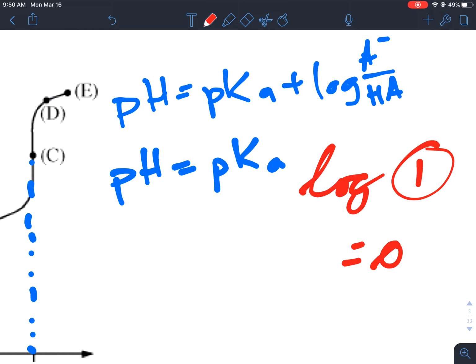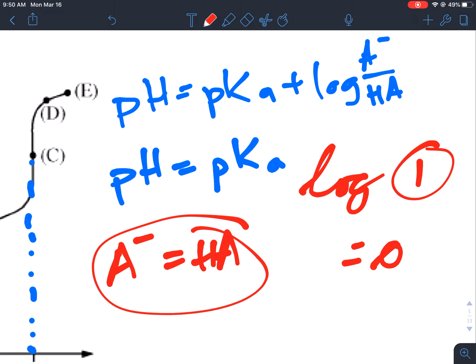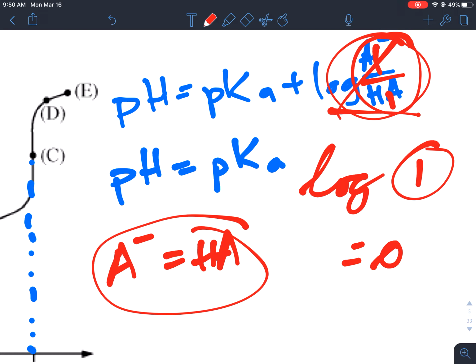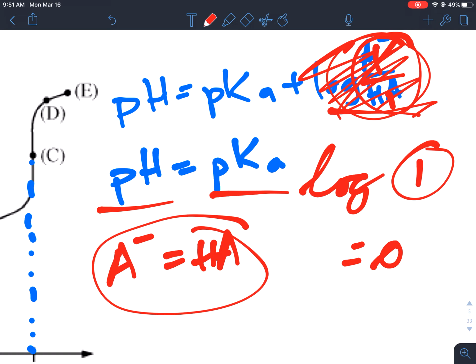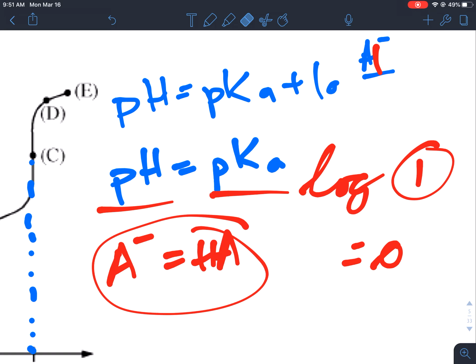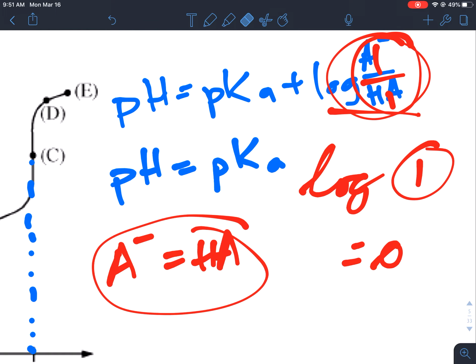Okay, so when is your log going to equal 1? Well, that is when A minus is equal to your HA. So when your A minus equals HA, these two things are equal right here, that becomes 1 over 1. That means the log of 1 becomes 0, nullifying this altogether, and then your pH is equal to your pKa. Now, I want you to also think about this.